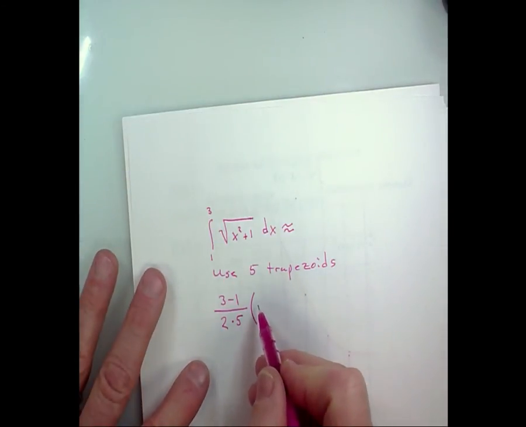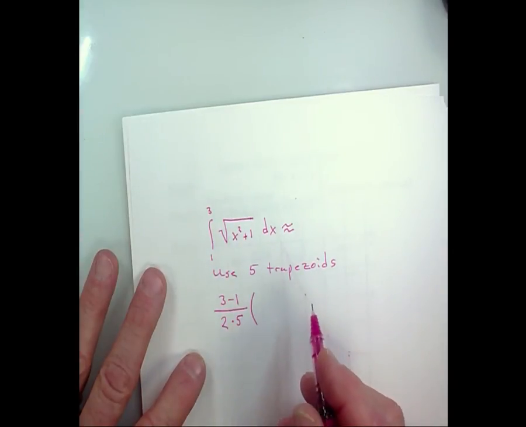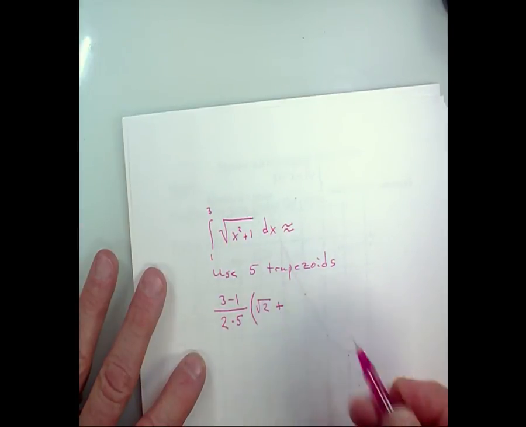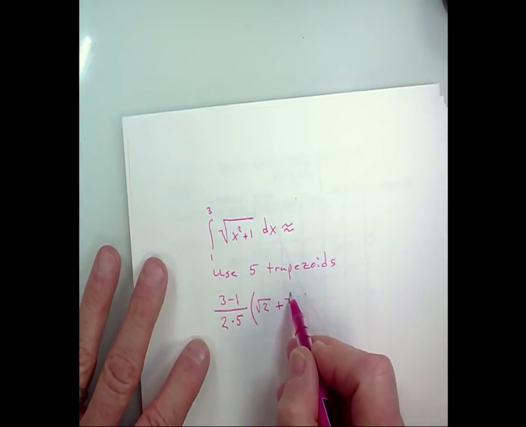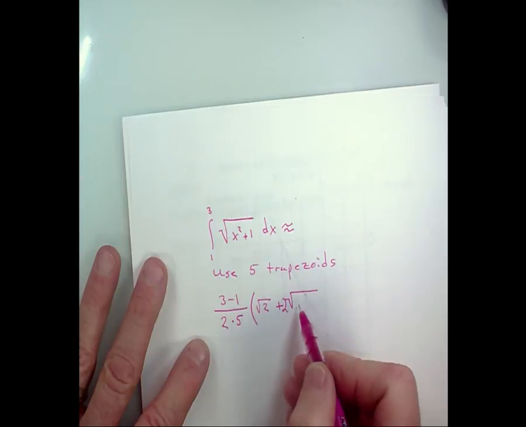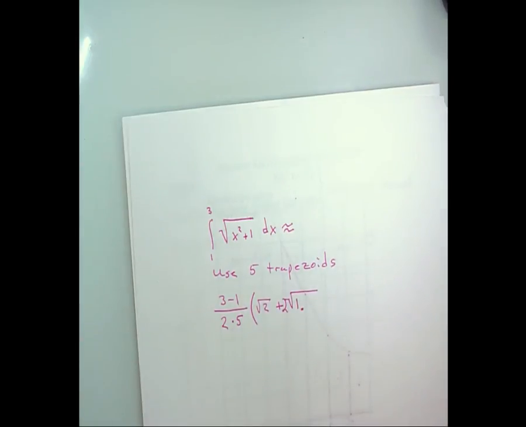Addison, what am I going to have in here to begin with? f of 1. What do you get when you put 1 in here, square it, and add 1? 1 plus 1, square root of 2. Plus the square root. Oh, there'll be a what in front of the square root, Addison? The 2, thank you. Square root of 1 point what?